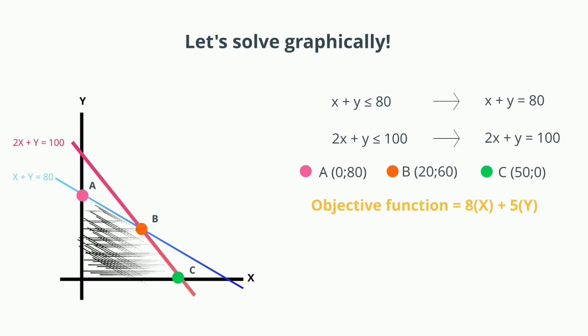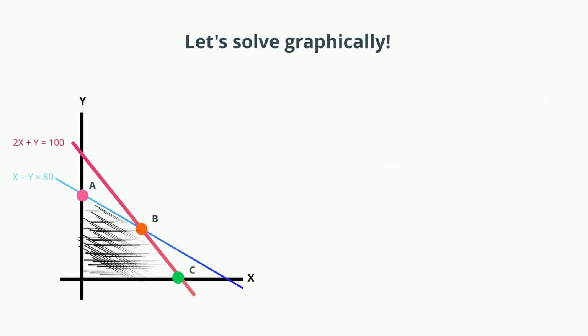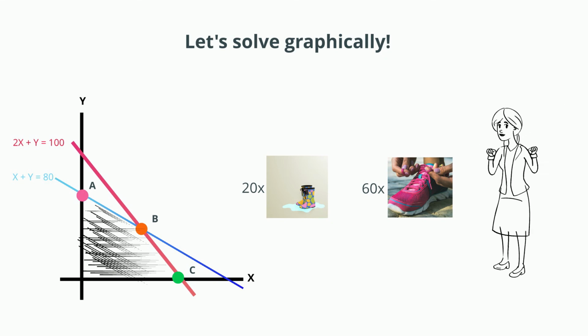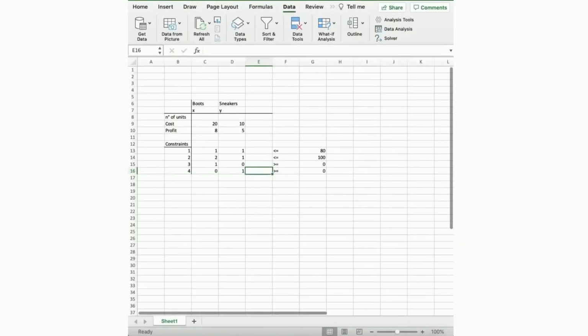Now, if we plug these points into our objective function, for A we get 400 Swiss francs, for B we get 460 Swiss francs, and for C we get 400 Swiss francs again. Looking at the graphical results, we can see that corner point B is the most efficient solution, as it fulfills all the requirements. Anita should therefore buy 20 boots and 60 sneakers in order to maximize her profit. This is how we can solve a linear programming problem graphically.